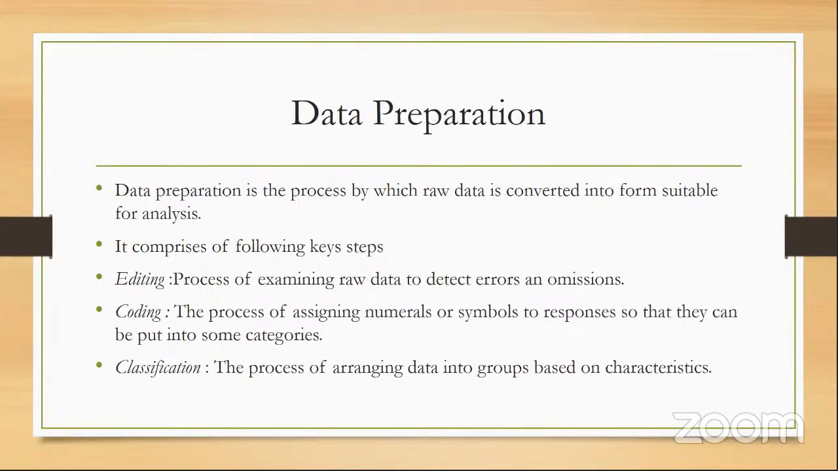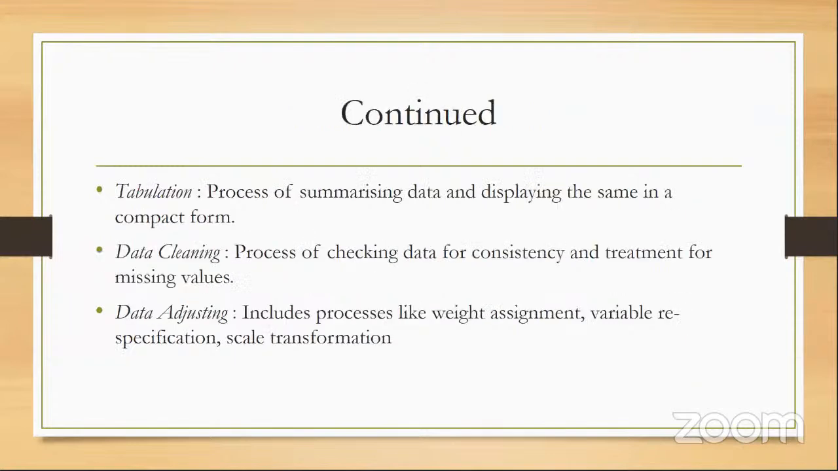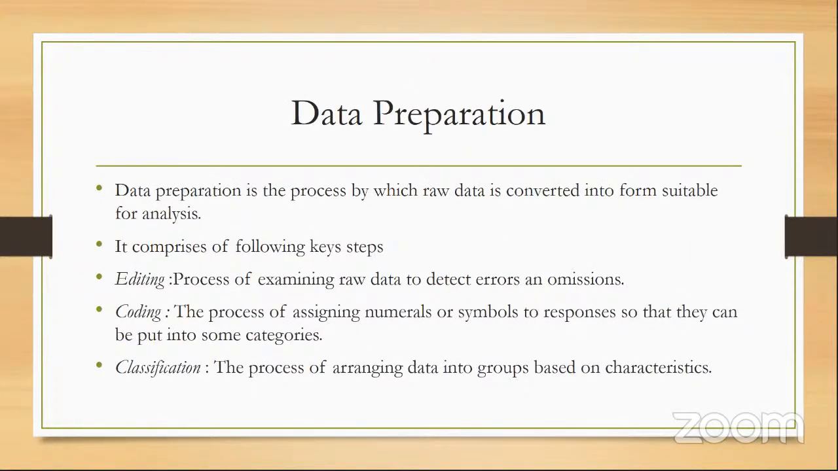Data coding is the process by which we assign numerals or symbols to the data, and we try to categorize them. Now, data classification is categorizing data based on some specific characteristics. Okay. For example of data classification, you can have quantitative data where you can have intervals for classification, or based on attributes you can classify data.